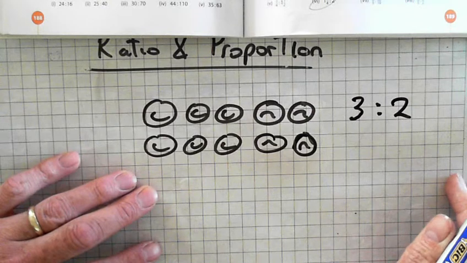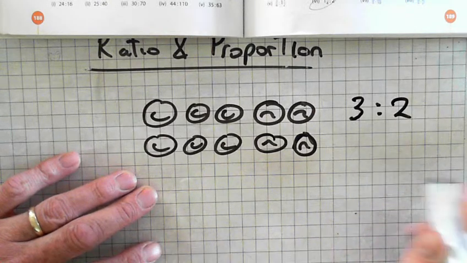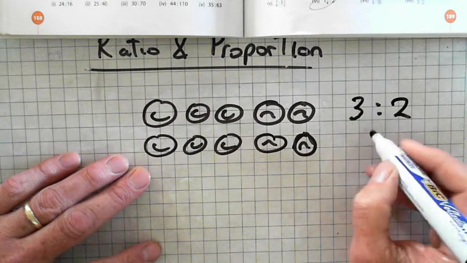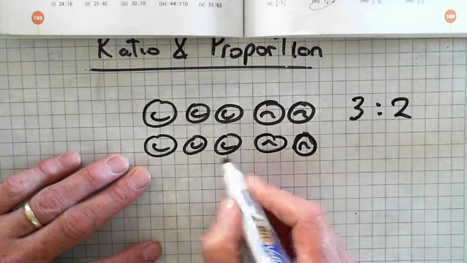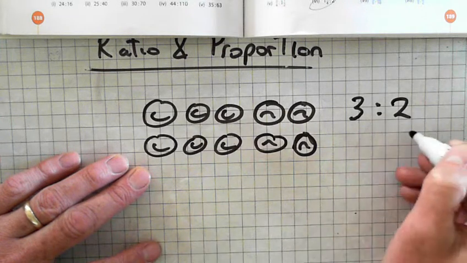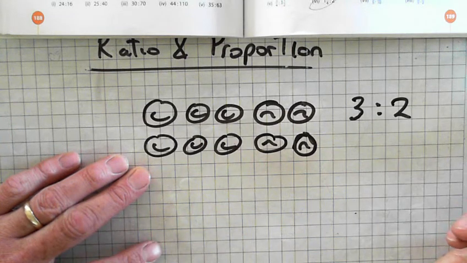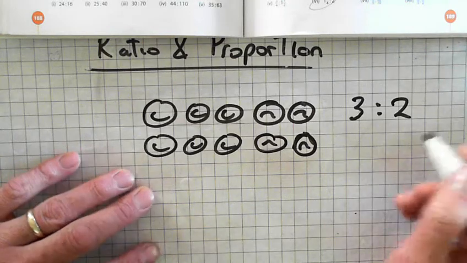Watch. Look up. 3 is to 2. So for every 3 I add 2 on the left hand side, isn't it? Yep. Okay. So it's the same as what we looked at earlier.